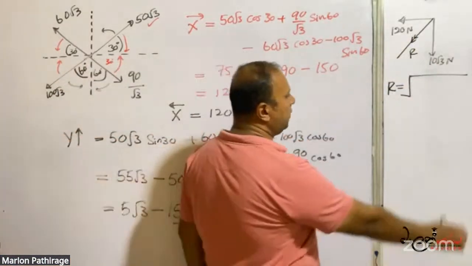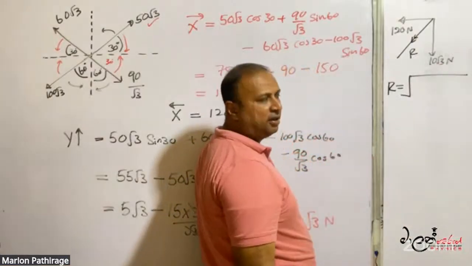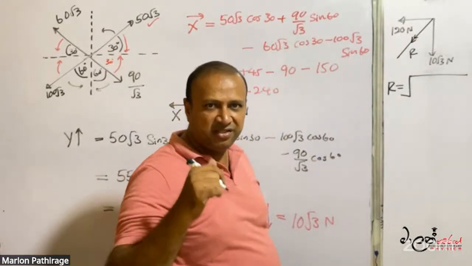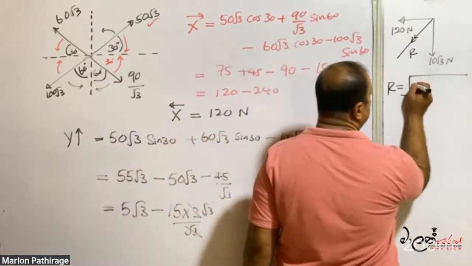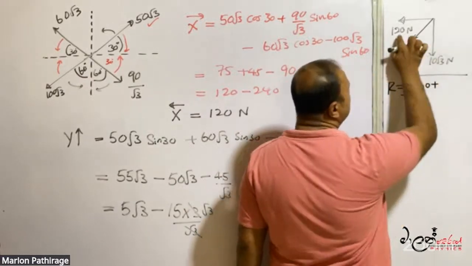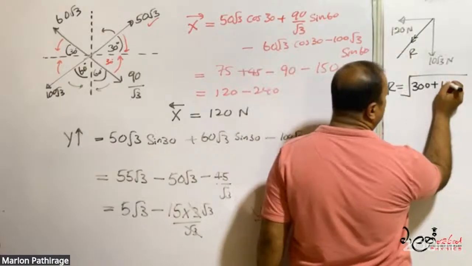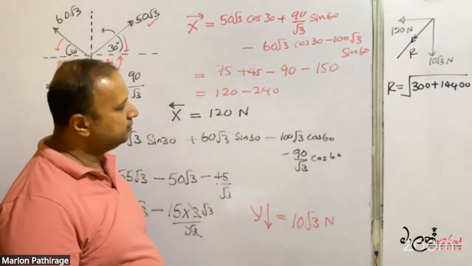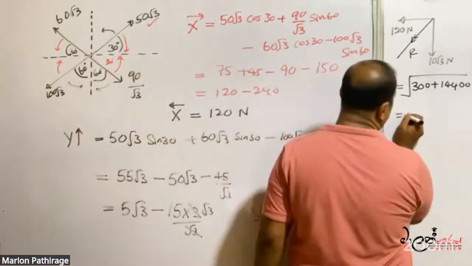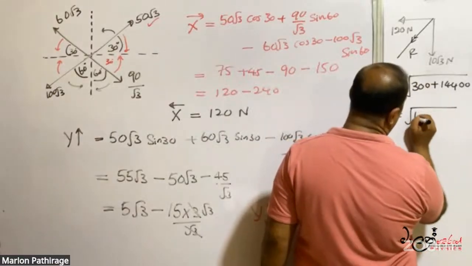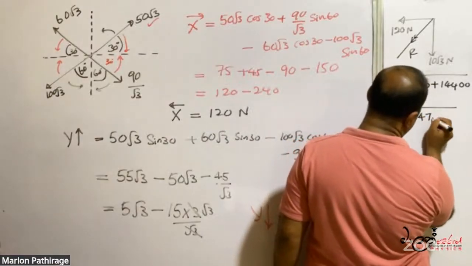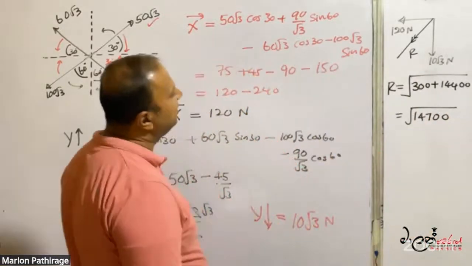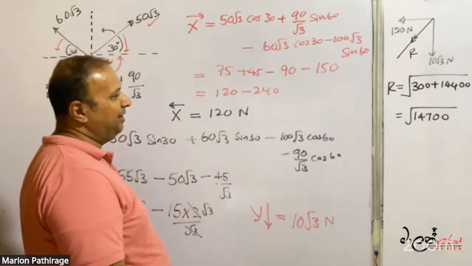If you take the square, the square of 10 is 100, the square of root 3 is 3, 100 into 3, that means 300, plus the square of this one is 14400. That means 14700.